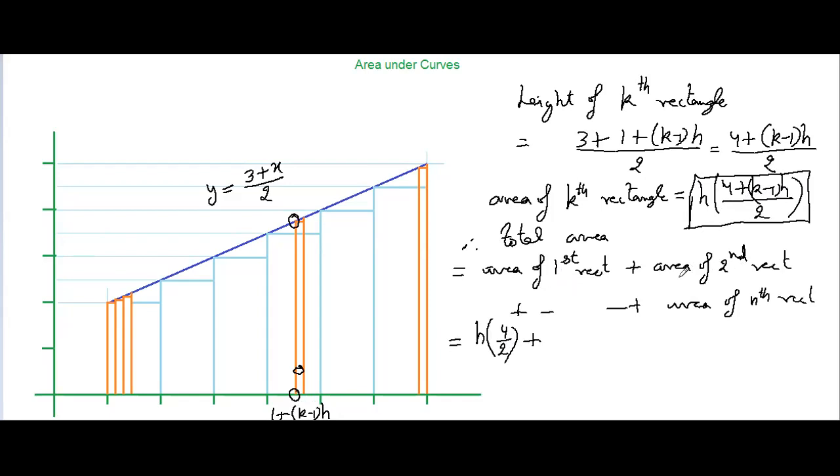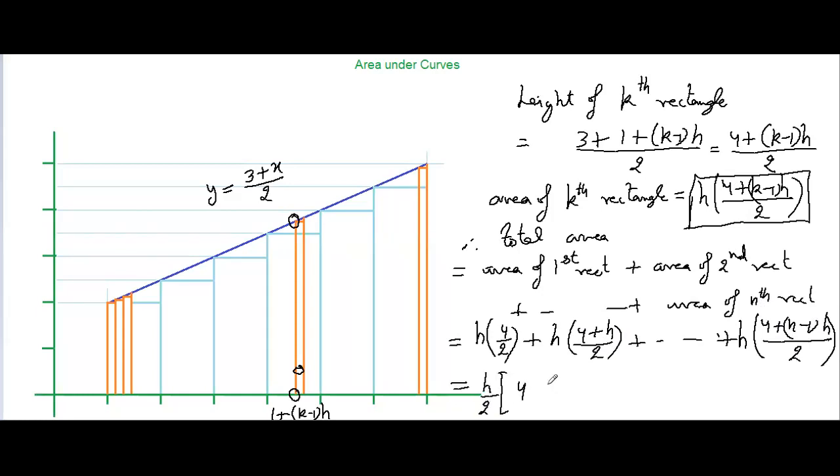For second term, that is for area of second rectangle, we can take k equal to 2. 2 minus 1 means 1 times h. So h multiplied by 4 plus h divided by 2. In this way, up to the nth term we will go. Nth term has the area h into 4 plus n minus 1 times h divided by 2. Take h by 2 common. In the bracket, we have the first term 4, second term 4 plus h, and the last term is equal to 4 plus n minus 1 h.